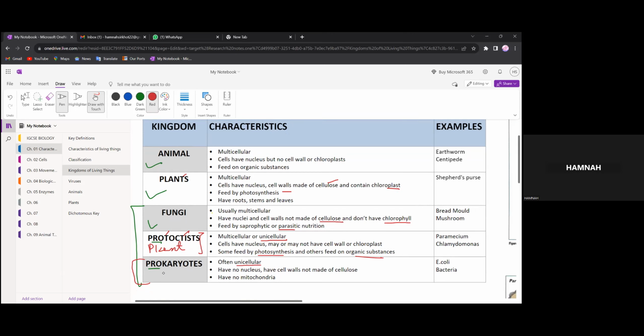Now, coming to prokaryotes. Karyotes means having a nucleus. You know what karyotes means? Like a true nucleus, a nucleus.